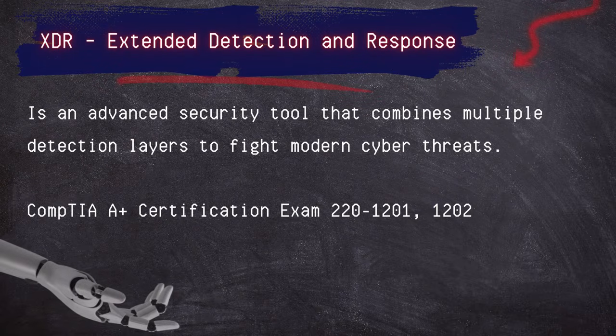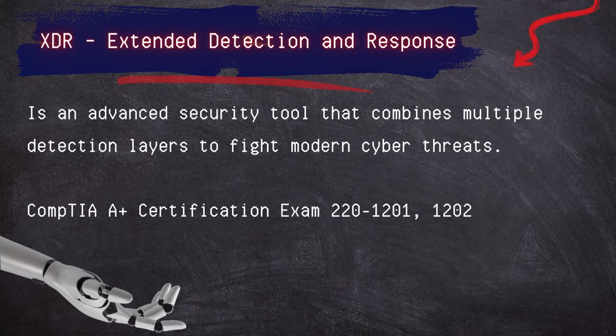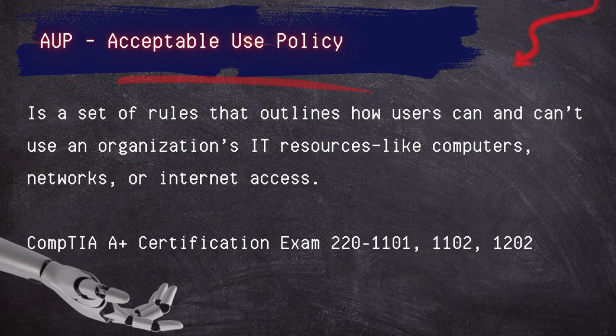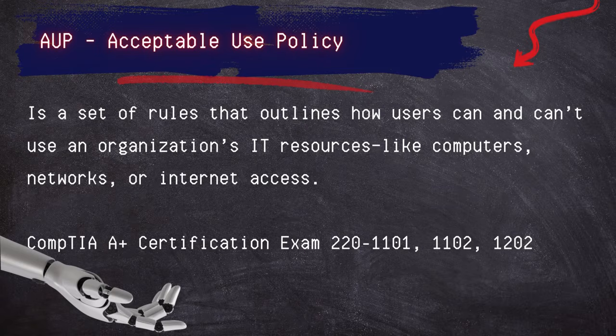XDR, or Extended Detection and Response. It is an advanced security tool that combines multiple detection layers to fight modern cyber threats. AUP, an acceptable use policy. Now, this is a set of rules that outlines how users can and can't use an organization's IT resources, like computers, networks, and also internet access.